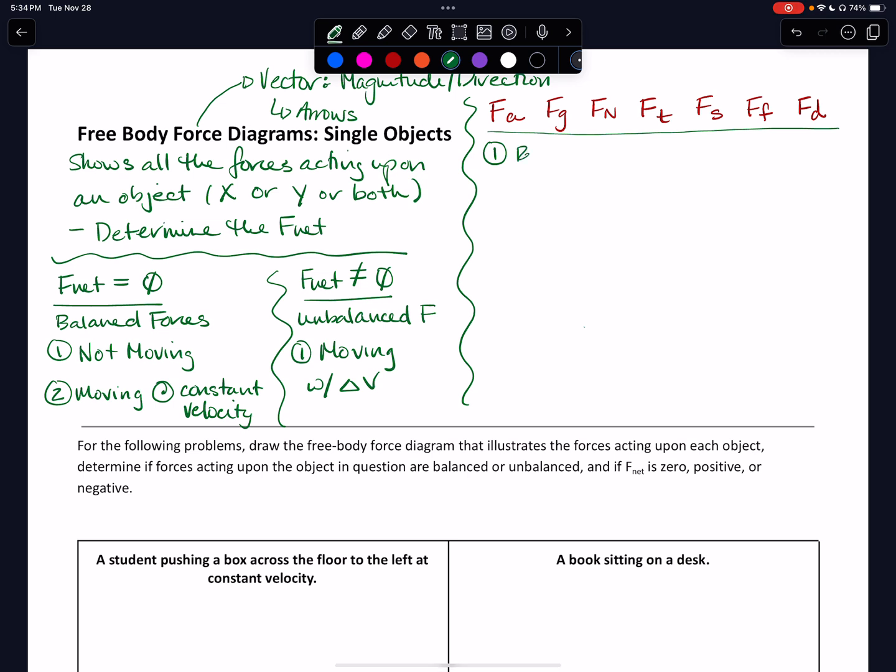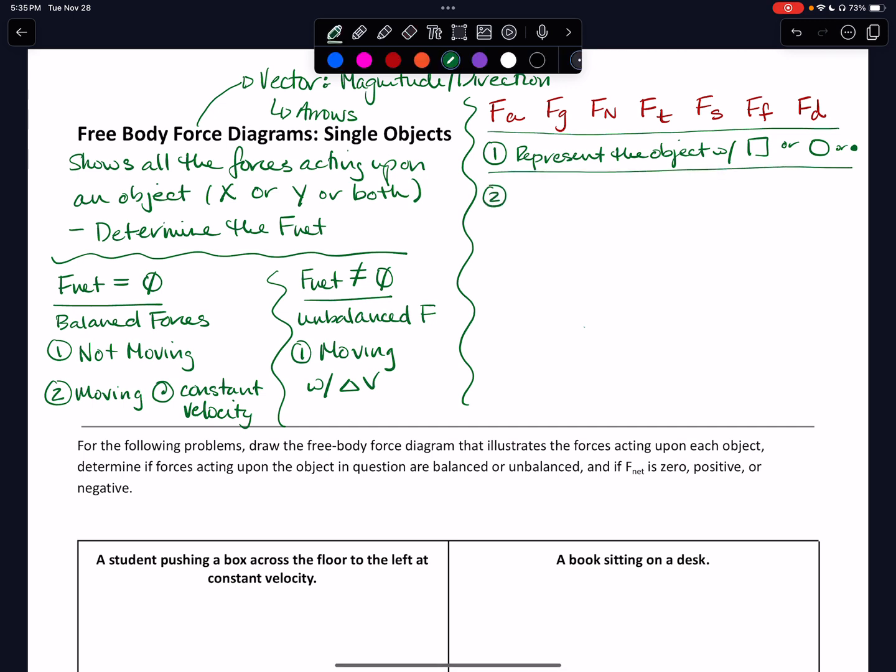All right, first, we need to represent the object. I do that simply. I use a box. You could also do a circle, or you could do a dot. I've seen all three. The key is it doesn't need to be fancy. This is not art class. If you are looking at the forces acting upon a person riding a bike, you do not need to draw a person riding a bike. If you're good at drawing, you can, but I tend to just use a box. So first we represent our object with a box. That's what you're going to see me do.